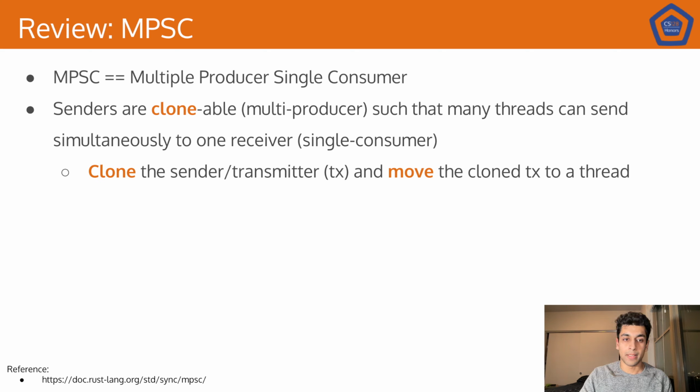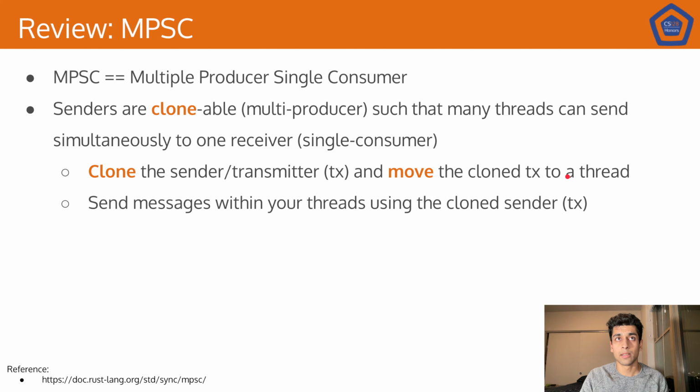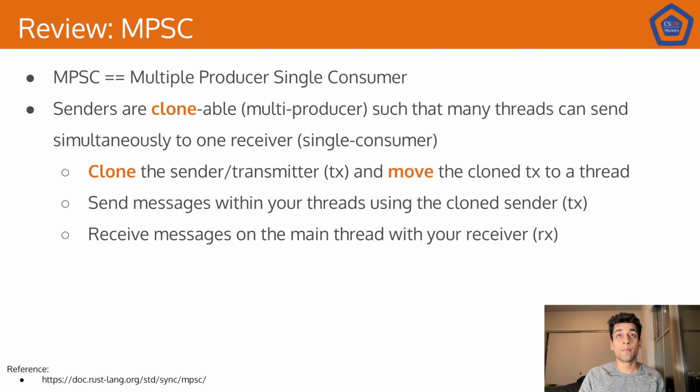And then we clone the transmitter and use this move keyword to move ownership of the cloned transmitter to a thread, send messages within your threads, and finally you receive messages on the main thread or potentially another worker thread using your RX. And then we said RX is this blocking call. It works similar to join in that it blocks until something happens, but in the case of RX, it's blocking until either you receive a message or all messages have been received.